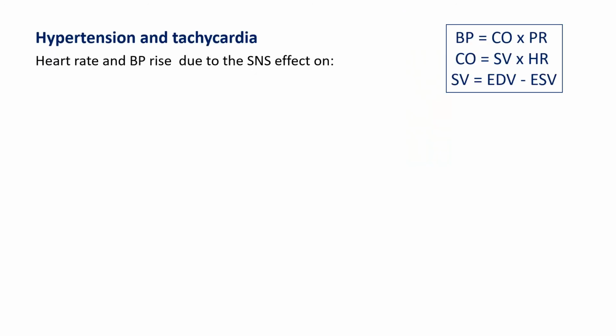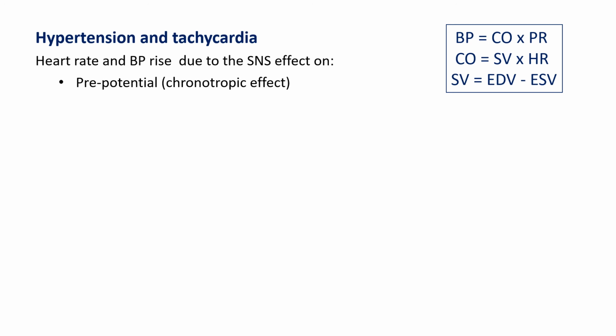Hypertension and tachycardia, well, we know why that happens. You can see I'm reminding you that blood pressure is cardiac output times peripheral resistance. Cardiac output is stroke volume times heart rate. Stroke volume is end diastolic volume minus end systolic volume. These are obviously sympathetic effects.